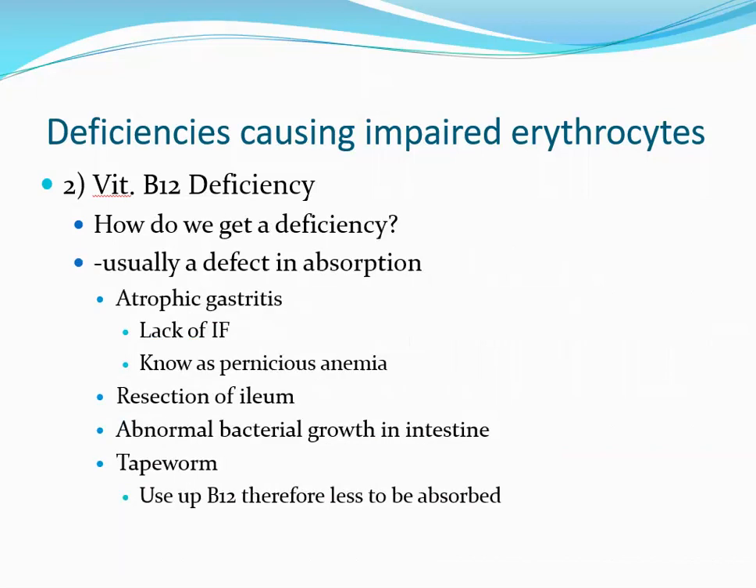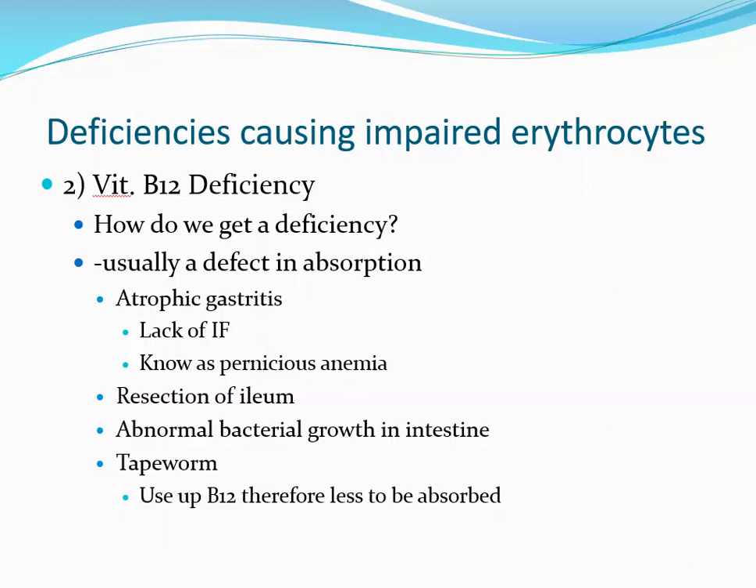So then how do we get a deficiency? What are some causes of megaloblastic anemia? Usually it's the result of a defect in absorption. One defect is known as atrophic gastritis. The absorption here is hindered by a lack of intrinsic factor. This could be due to an autoimmune attack of intrinsic factor or that the parietal cells just don't make it. This is more commonly referred to as pernicious anemia.